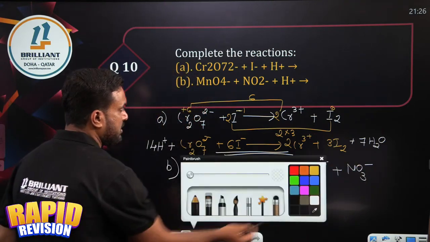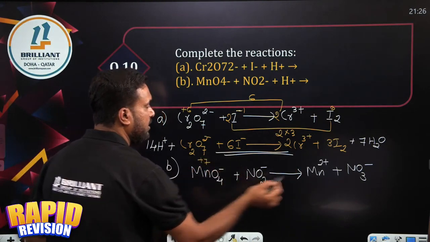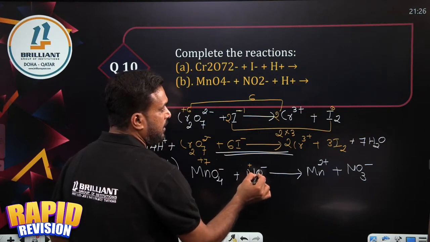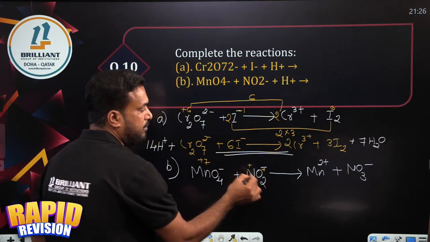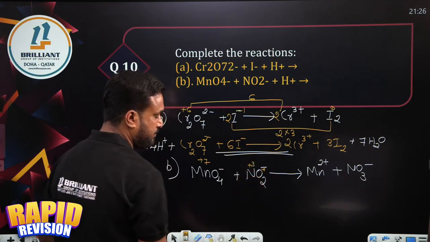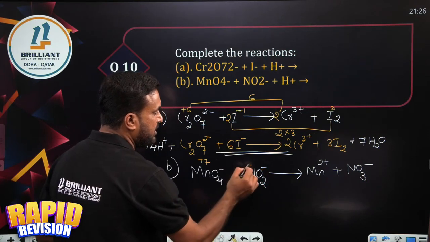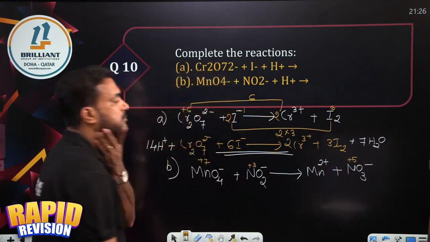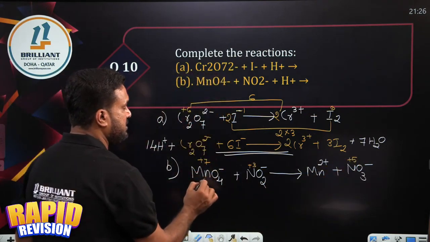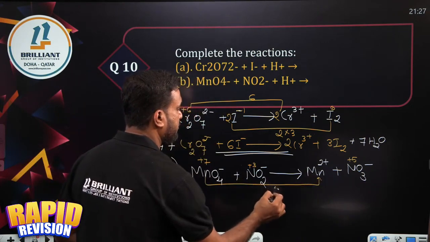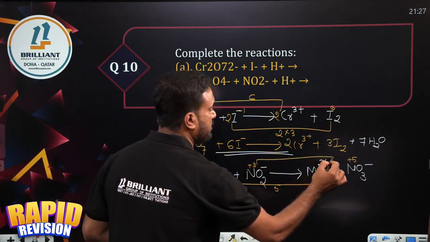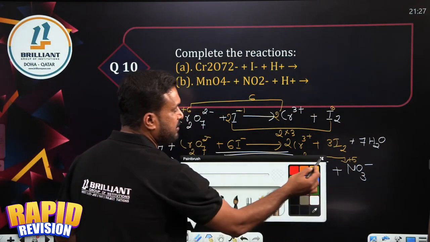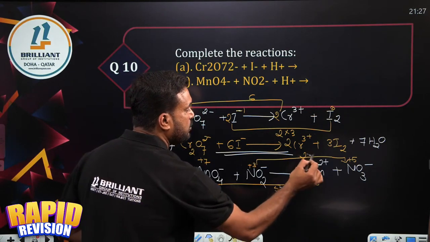You know how to balance this one, right? Here the oxidation state is +7, here anyway +2. Here NO2-, the oxidation state will be -2 into 2, -4, so -4 becomes +4 with the -1 charge, giving +3. And here it will be +5. Now you have to take the difference. So 7 to 2, the difference is 5. Here 3 to 5, the difference is 2. So you multiply vice versa, 5 into 2 and here 2 into 5.